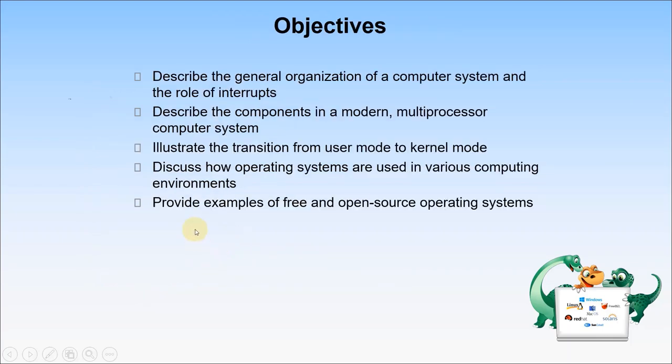At the end of this video lecture, you should be able to describe the general organization of a computer system and the role of interrupts. Second, describe the components in a modern multiprocessor computer system. Third, illustrate the transition from user mode to kernel mode. Next, discuss how operating systems are used in various computing environments and provide examples of free and open source operating systems.